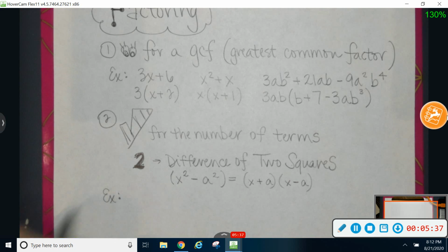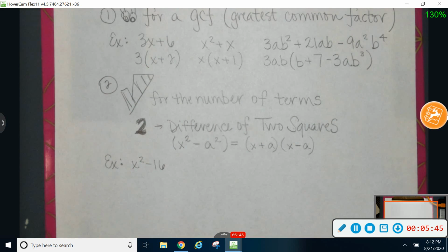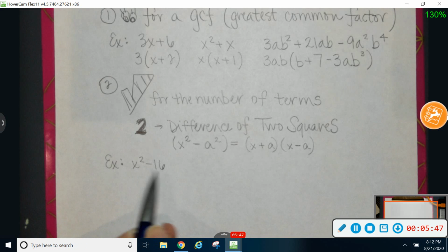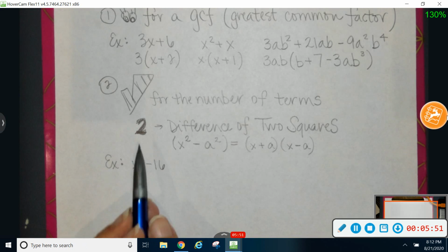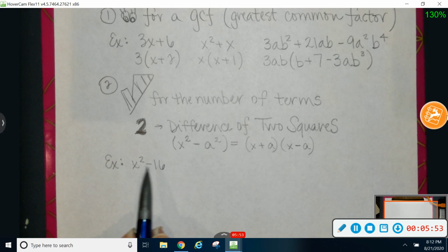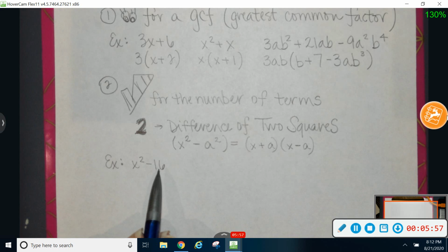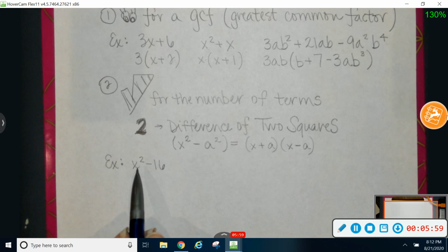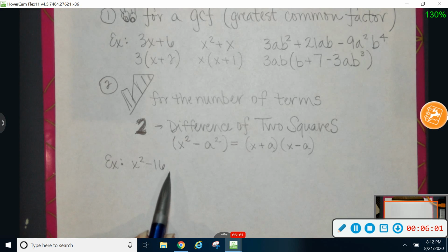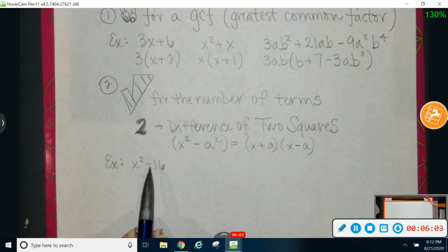So let's see what this will look like. What if we have x squared minus 16? X squared minus 16. Look for a GCF. Any GCF? Nope, nothing they both share. I check my number of terms. How many terms do we have? 1, 2. Then I look at them. Do they happen to be perfect squares? Yes, I know the square root of x squared. I know the square root of 16. The last thing I check is, is it a difference?